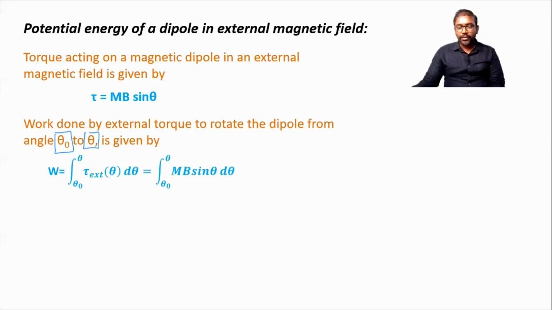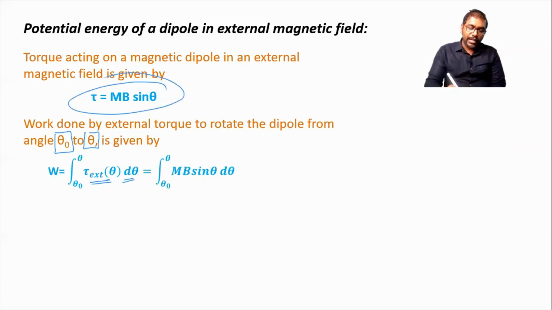Work done is equal to integration of this external torque multiplied by d theta. So you know that work done, we are rotating here. So work done is torque into this displacement. Now here, external torque into d theta. Now external torque is given by this formula. Let me substitute here MB sin theta and this d theta as it is.